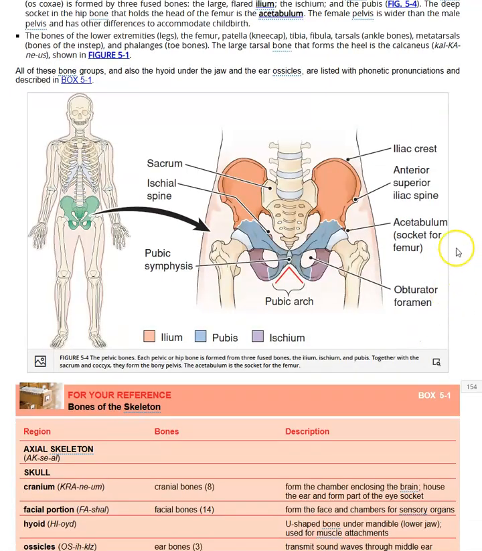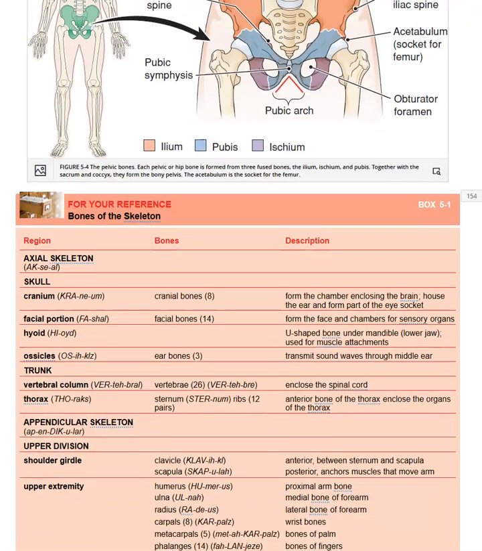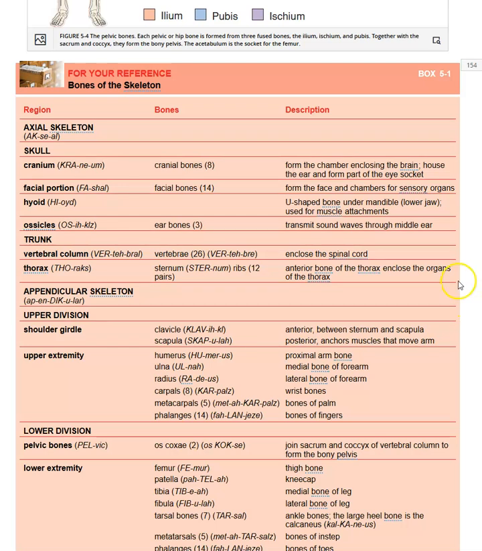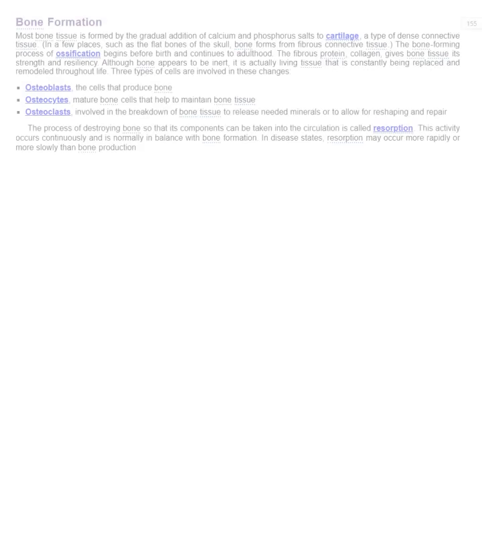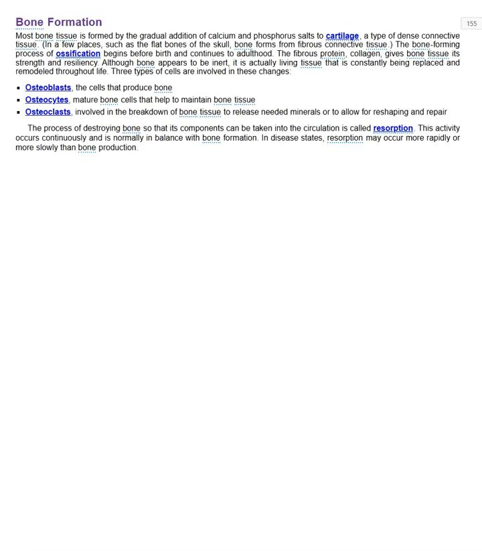And then the book does a great job with the anatomy layout of the pelvis. And then we have box 5.1, which is just a reference of names, descriptions, pronunciations for the bones of the skeletal system. Turning the page here, bone formation.